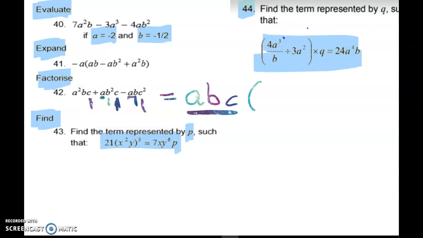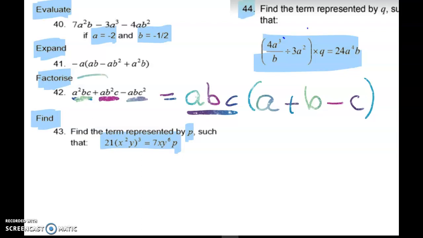And we focus on what do I have to times by to get everything matching back up. So to get A squared BC, I need to multiply back in an A. To get AB squared C, I have to multiply back in a B. And to get ABC squared, I have to go take away C. And there's no reason to ever get these wrong, because you can expand it back out and check that you get back to where we started with.